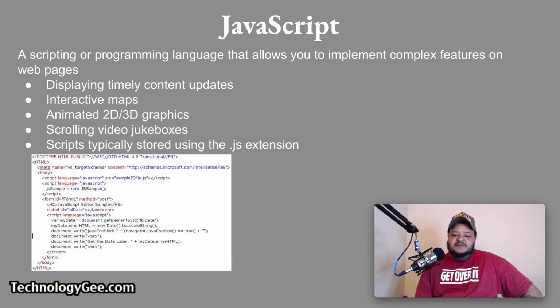Next, we have JavaScript. JavaScript is a scripting or programming language that allows you to implement complex features on web pages, such as displaying timely content updates, interactive maps, animated 2D, 3D graphics, scrolling video jukeboxes, etc. Scripts are typically stored using the .js extension.